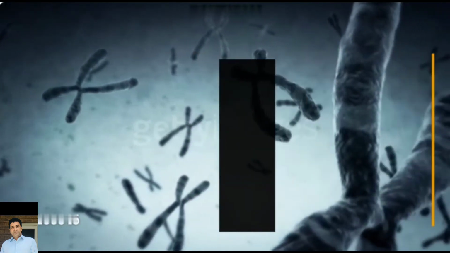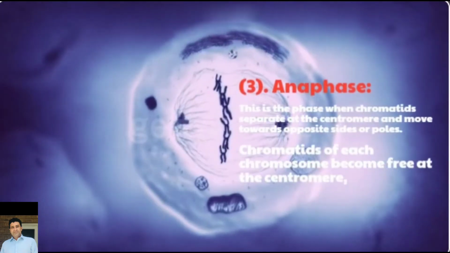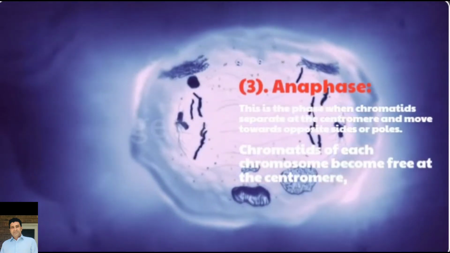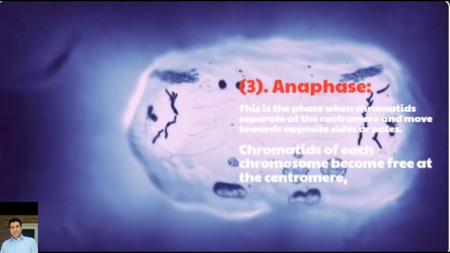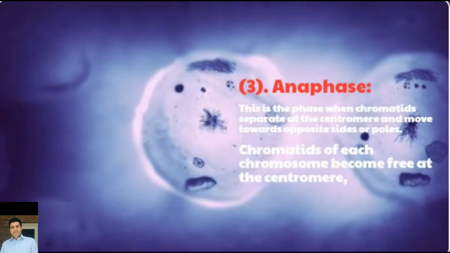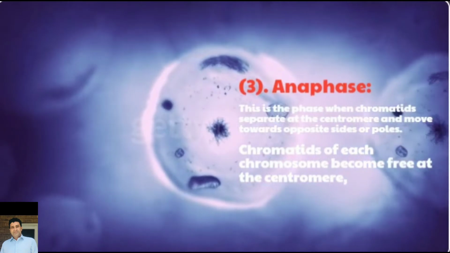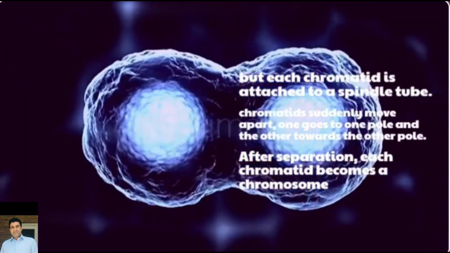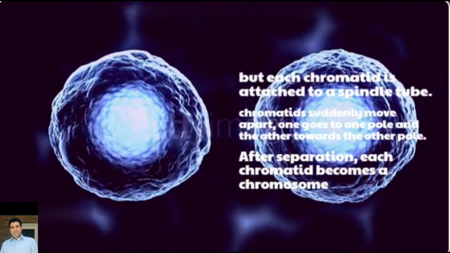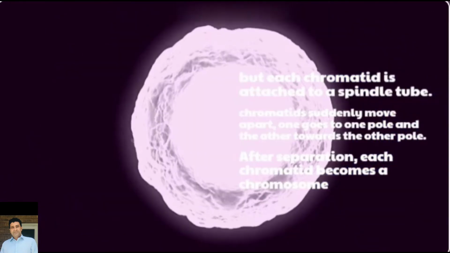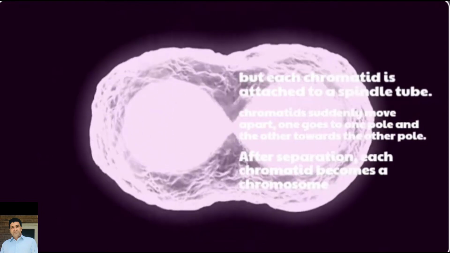So the next one is anaphase. Anaphase is the phase when chromatids separate at the centromere and move towards the opposite poles. Chromatids of each chromosome become free at the centromere, but each chromatid is attached to the spindle tube. These chromatids suddenly move apart, one going to one pole and the other towards the other pole. After separation, each chromatid becomes a chromosome.